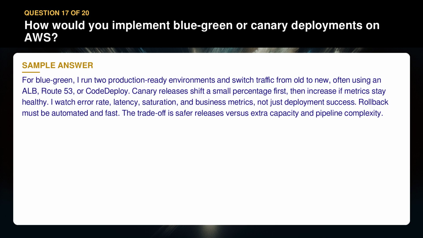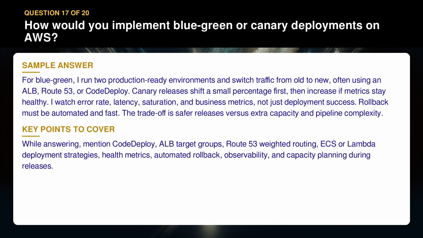I watch error rate, latency, saturation, and business metrics, not just deployment success. Rollback must be automated and fast. The trade-off is safer releases versus extra capacity and pipeline complexity. While answering, mention CodeDeploy, ALB target groups, Route 53 weighted routing, ECS or Lambda deployment strategies, health metrics, automated rollback, observability, and capacity planning during releases.